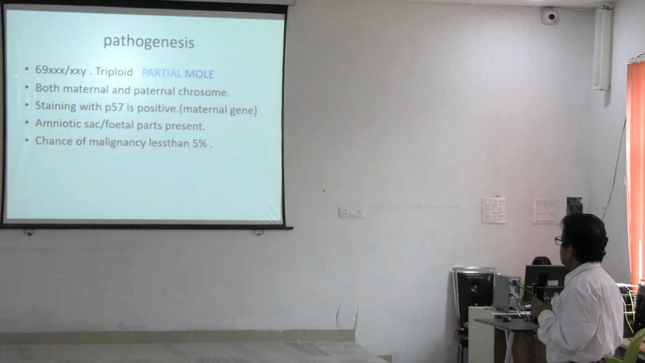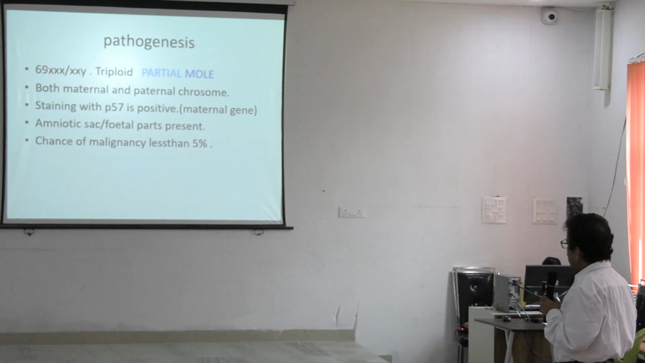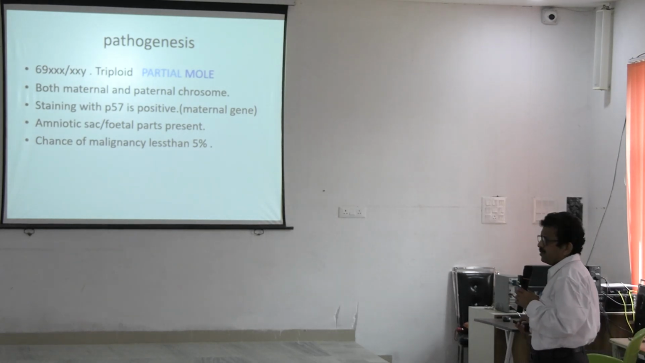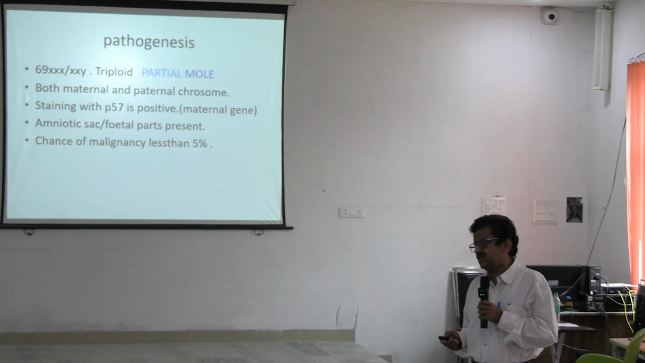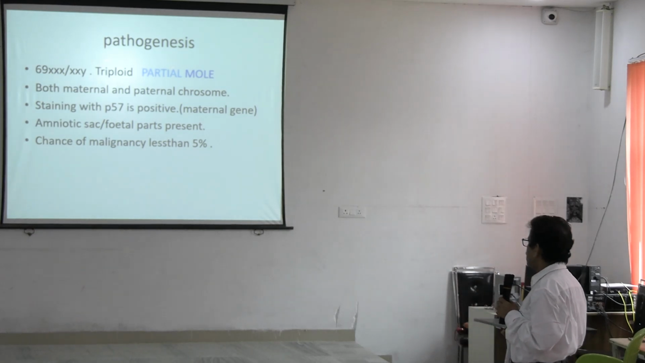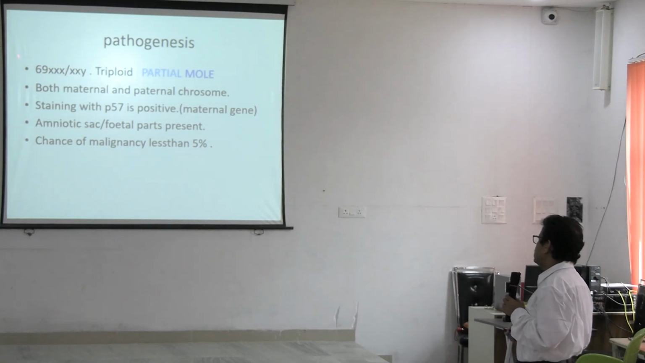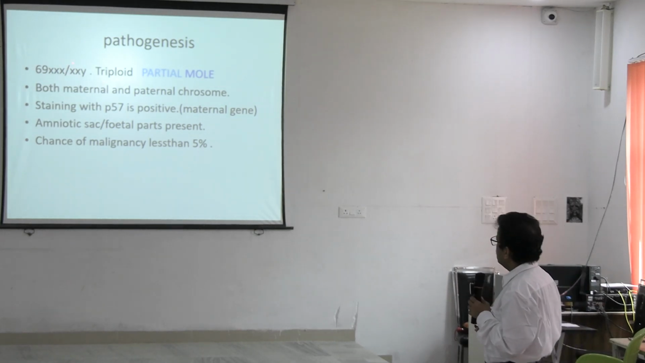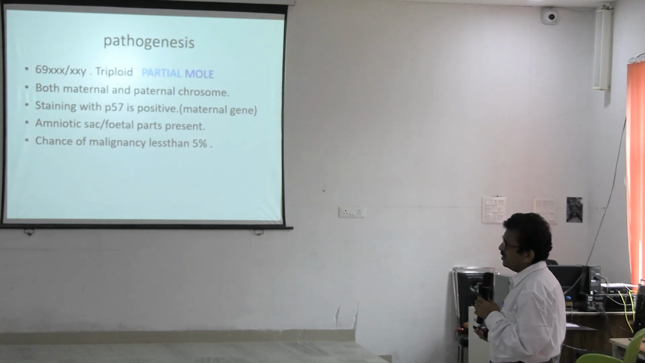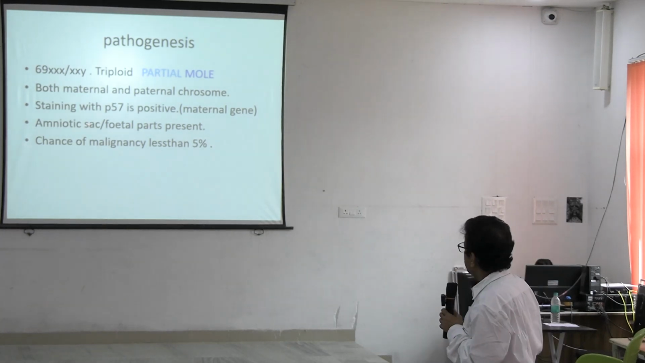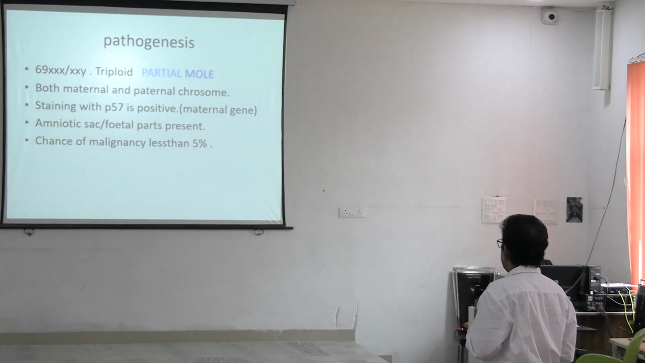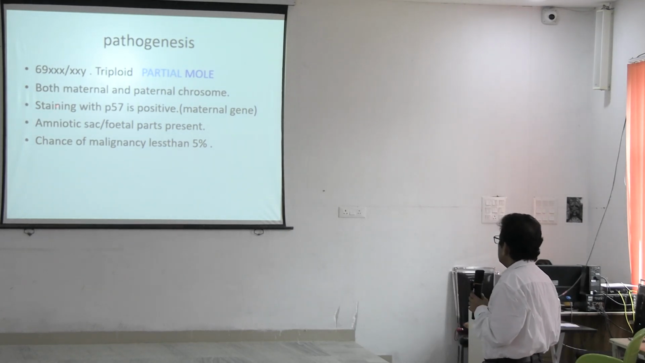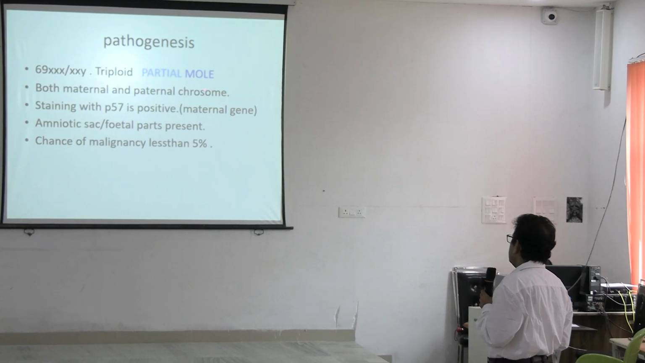So a partial mole is identified by karyotyping. If macroscopically you find the fetus is there, in that case it is a partial mole. If you don't find any fetus but on karyotyping you can say it is not a complete mole, that is a partial mole. Why we differentiate between complete mole and partial mole, you will know from the later slides. In case of 69XXX or XXY, both maternal and paternal chromosomes are there.